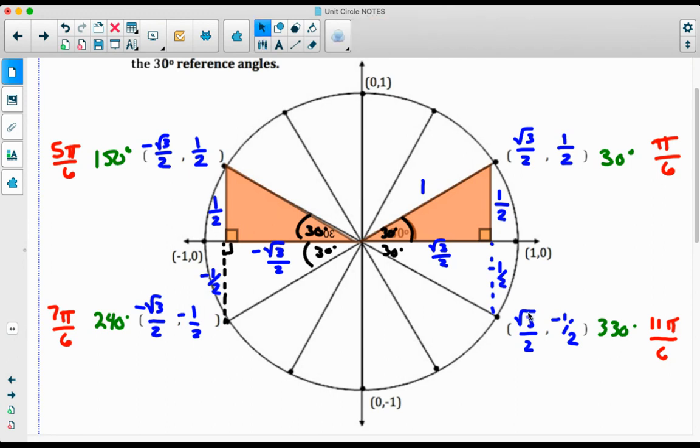All of the angles and coordinates that we've just covered with the 45, 45, 90 and the 30, 60, 90 are imperative for you to memorize and know. These are not things you're going to have to redraw every time. You do need to memorize these.